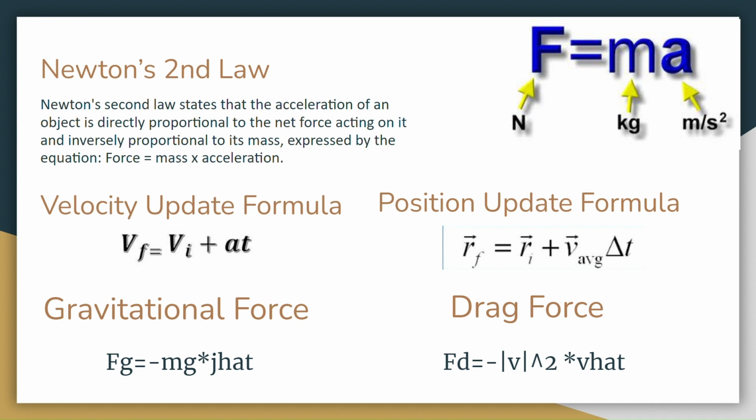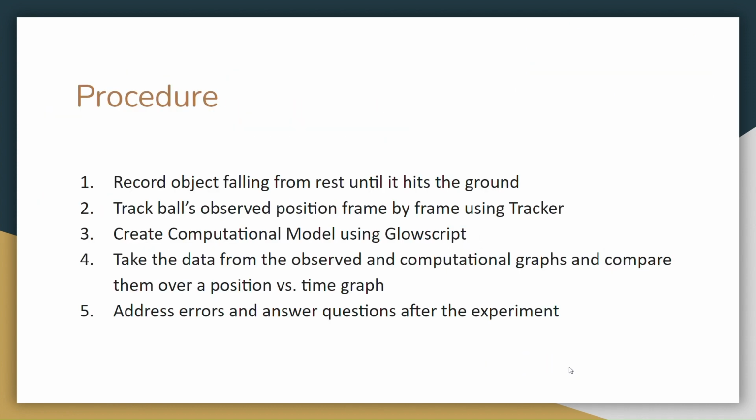Newton's second law. Newton's second law states that the acceleration of an object is directly proportional to the net force acting on it and inversely proportional to its mass, expressed by the equation force equals mass times acceleration. In this lab, we're going to use the velocity update formula, Vf equals Vi plus At, and the position update formula, Rf equals Ri plus V average times delta T. And here are the equations for gravitational force and drag force. Fg equals negative mg times j hat, and Fd equals negative v squared over v hat.